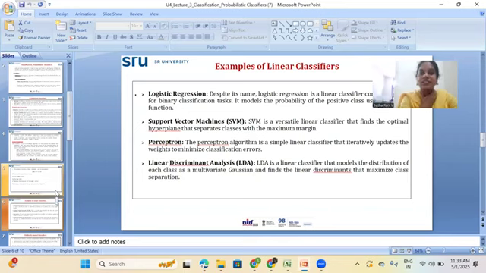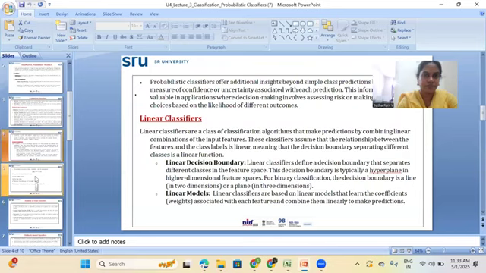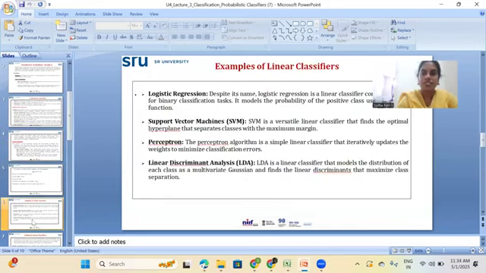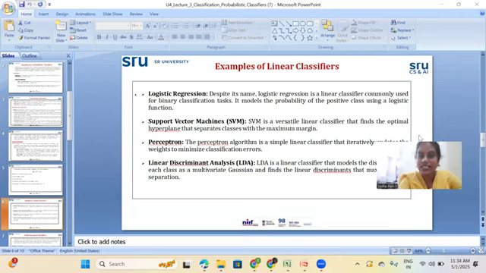Logistic regression, support vector machine, perceptron, linear discriminant analysis. So, logistic regression, despite its name, is a linear classifier commonly used for binary classification tasks. It models the probability of the positive class using a logistic function. So logistic regression supports binary classification, where it models the positive class using the logistic function.